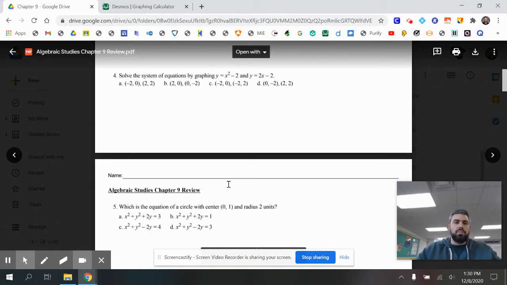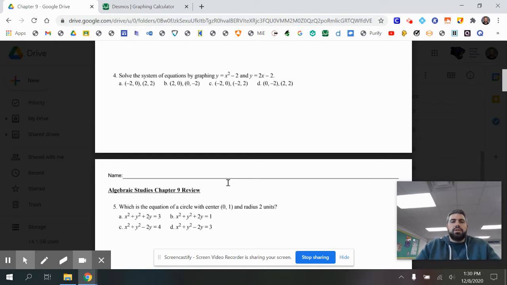All right, number 4. Solve the system of equations by graphing y equals x squared minus 2 and y equals 2x minus 2. So it's a system of equations, meaning obviously you can see that there are 2 points that are our solutions, where they're going to cross, right? Because the solution of a system is where 2 things cross.